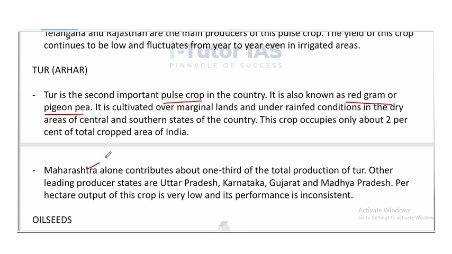Now, Maharashtra alone contributes about one-third of the total production of thur. Other leading producer states are Uttar Pradesh, Karnataka, Gujarat and Madhya Pradesh. Per hectare output of this crop is very low as its performance is inconsistent. Now, oilseeds.